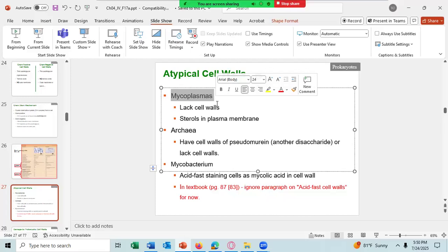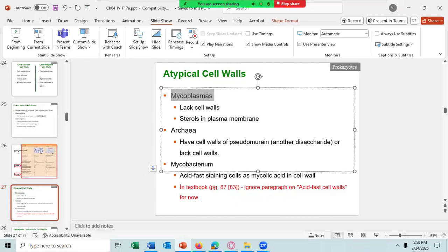The crystal violet iodine complex will initially stain the cells, but there's no cell wall, no peptidoglycan to retain the crystal violet iodine complex, so it will wash out. So the mycoplasmas do stain gram negative because they don't have a cell wall, and so the crystal violet iodine complex does wash out. Any question about any of that?